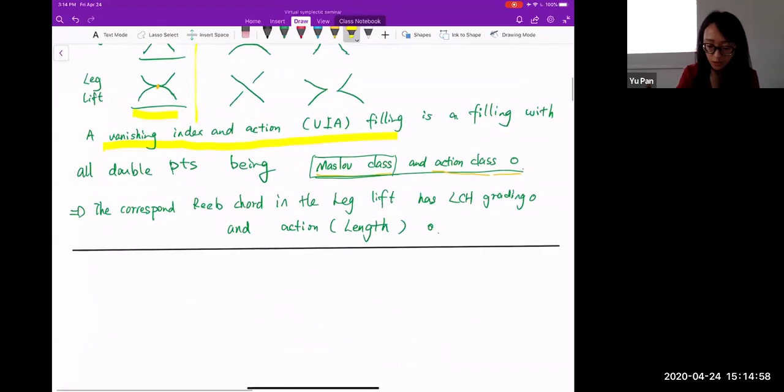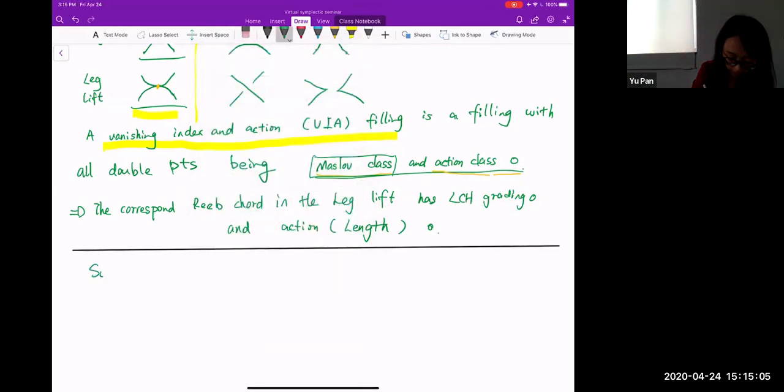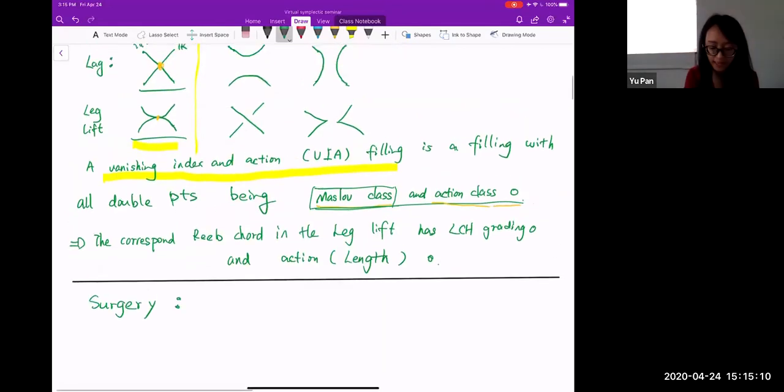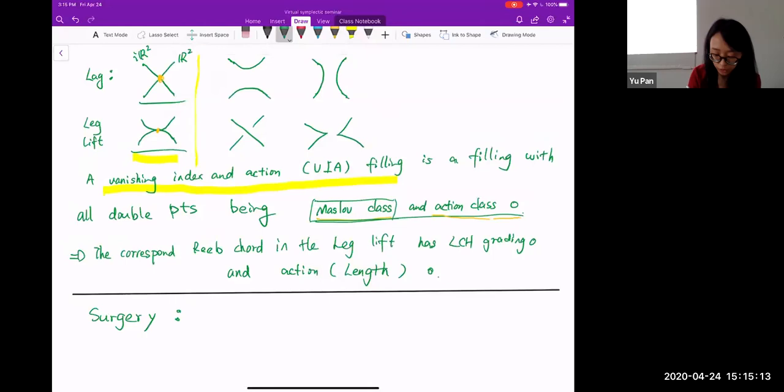All right, so let's see what the surgery tells us. The surgery is basically saying that if you have some genus g VIA filling with i many immersed points, we can do surgery to treat an immersed point by a genus.